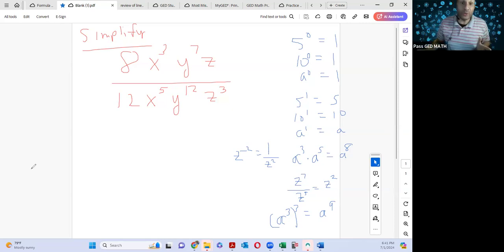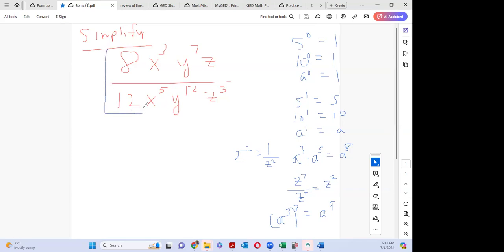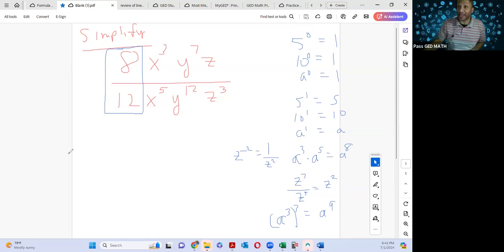You might not know what that means, and this may be the first time you've seen all this. So I'm going to go step by step on how you do it. First of all, you're going to look at things separately. I'm going to look at the 8 and the 12. What's the highest number that can go into 8 and 12?